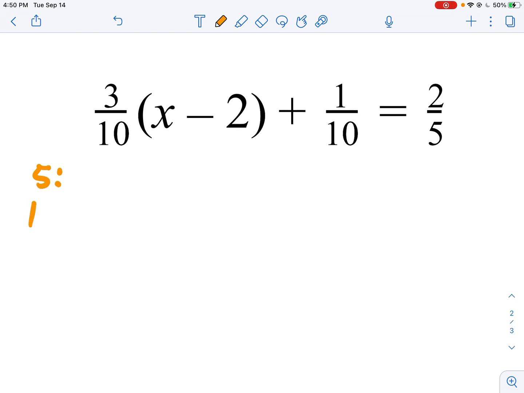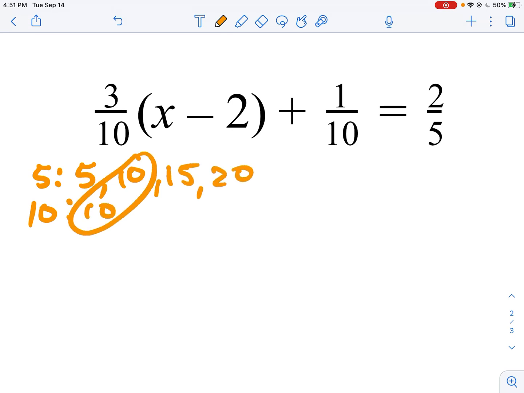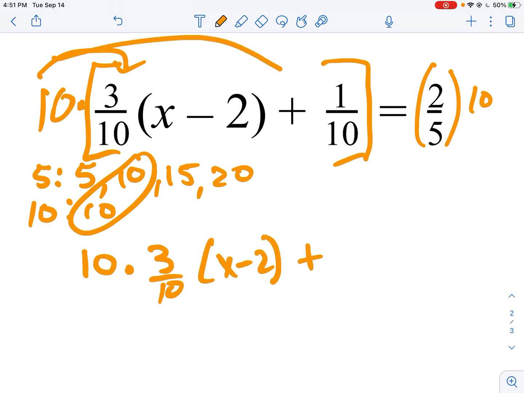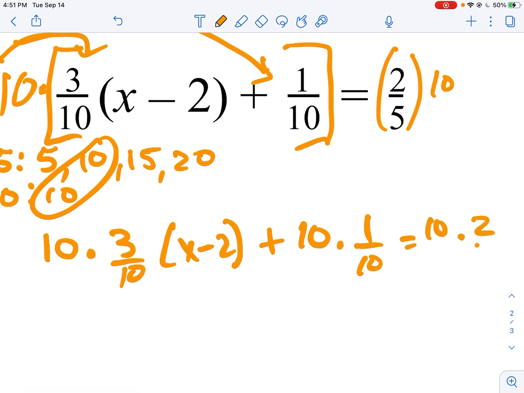We have 5 and we have 10. 5, 10, 15, 20. Look at that, 10 right there. So I'm going to take 10 and multiply it on this whole side. So I get 10 times 3/10 x minus 2 plus 10 times 1/10 equals 10 times 2/5.